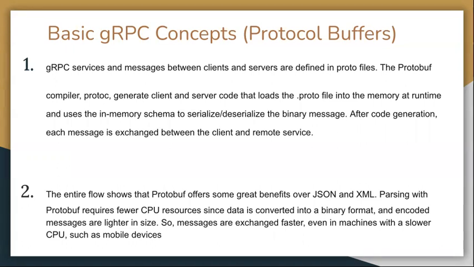Now, protobuf offers benefits over JSON and XML. JSON and XML are pretty much the standards for how APIs are consumed right now. You can generate output from one system and consume it by another, and this is how it currently works. But parsing protobuf requires fewer CPU resources, since the data is converted into a binary format which is understood by the system. So encoded messages are lighter in size, and messages are exchanged faster even on machines with a slower CPU, such as mobile devices.